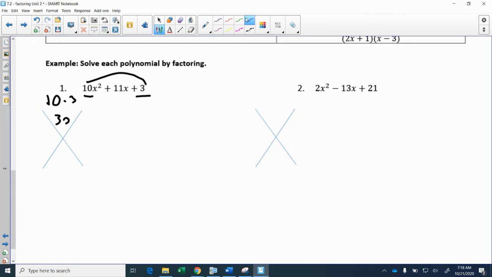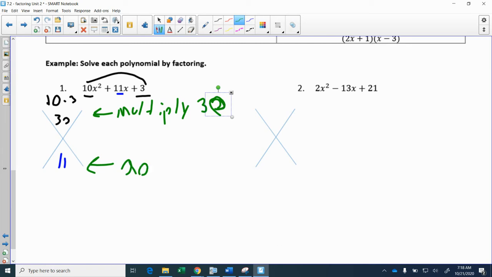Next, we have to find the bottom value. The bottom value is always going to be the middle number, not the x with it, just the number. So I have 11. Now, technically my X is officially set up. So now I have to think of two numbers that multiply to 30, the top number, and add to 11, the bottom number. That's going to be my ultimate goal for this X.